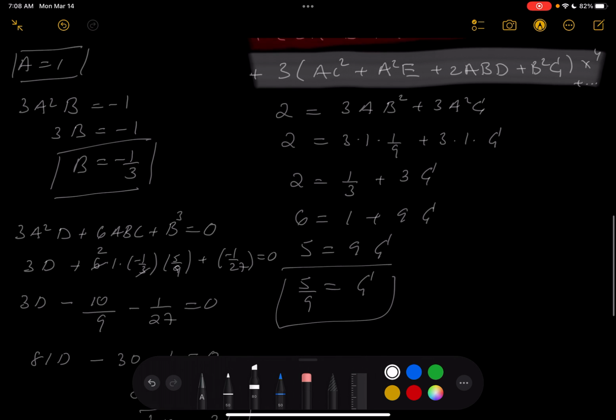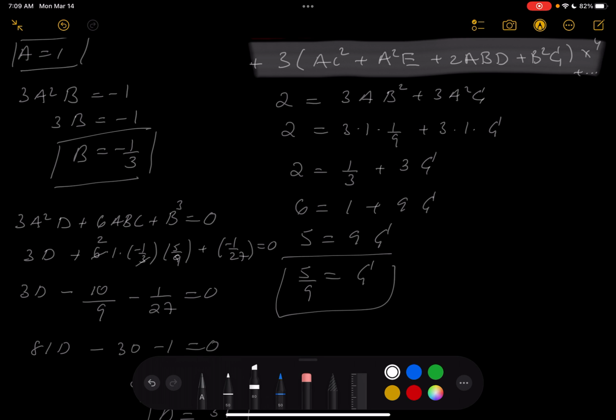All right, let's write this down. Three times a c squared plus a squared e plus 2abd plus b squared c has got to be equal to 0. There is no fourth degree term. Let's make sure I copied it down right, though. AC squared, A squared E. Whoops, I didn't do it right, did I? That's a 2 there, isn't it?